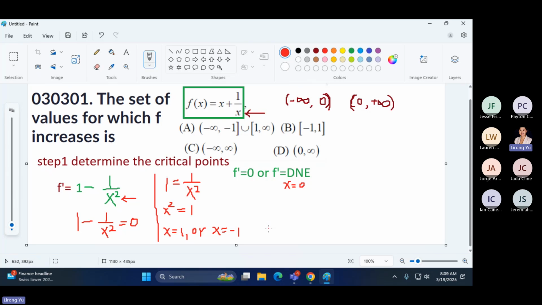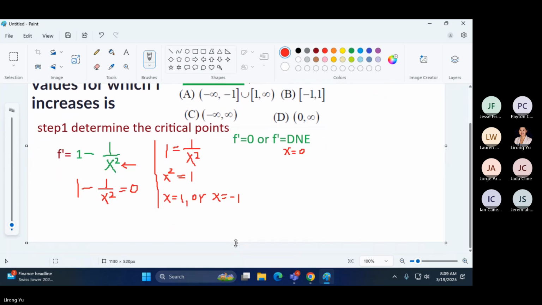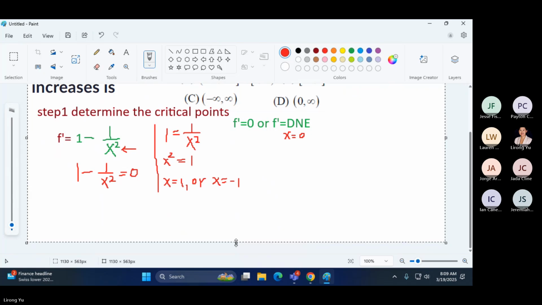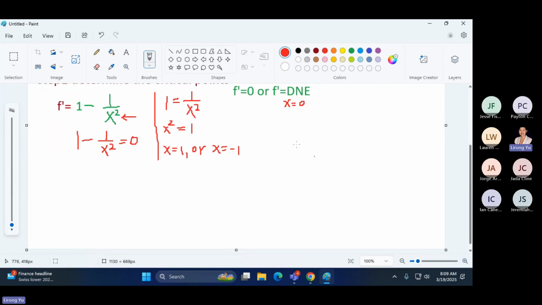So now we finish the whole step 1. In step 1, we wanted to determine the critical points, and the numbers we found are 1, negative 1, and 0. Those are going to be the points that we use to cut or partition the number line. Okay, so we finished step 1. Let's try to get more space. Okay, so we're going to move on to step 2.